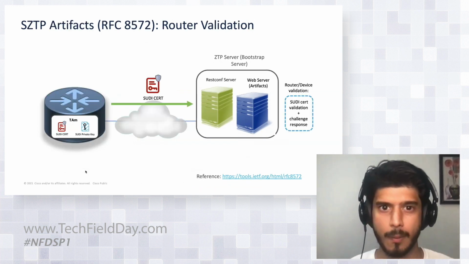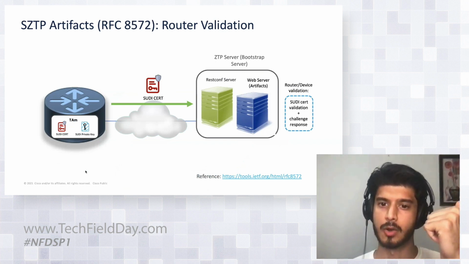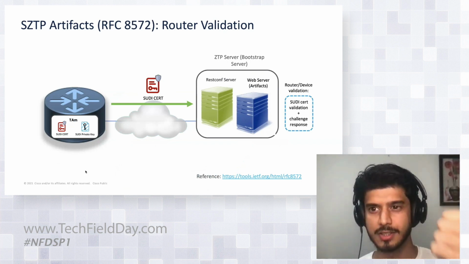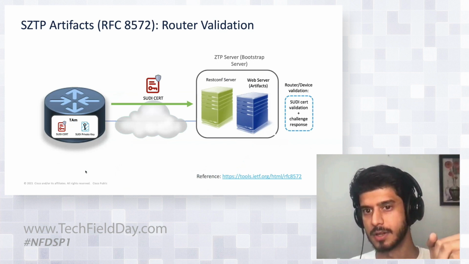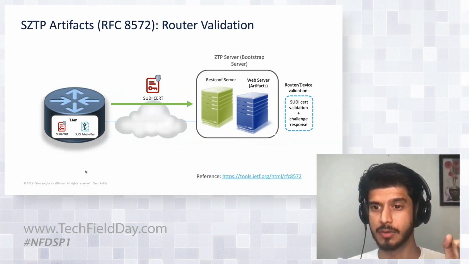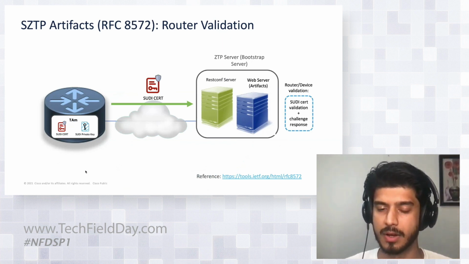How does this in the end work out? You have router validation as one of the first steps you need to accomplish. How does the network trust the device? I spoke about the SUDI certificate, the Secure Unique Device Identifier, that is burnt into the TAM, both the public and the private key. The device offers the SUDI cert to the ZTP server upon joining the network. The ZTP server will go ahead and do a challenge response, make sure only the device that contains this SUDI certificate is the one that essentially corresponds. And then you end up having a router validation on day zero.